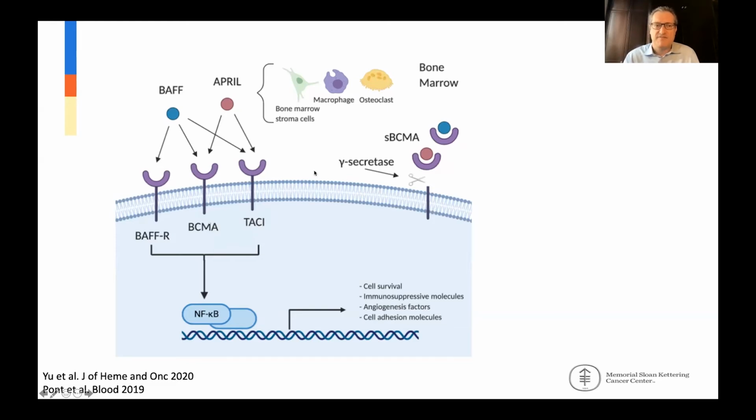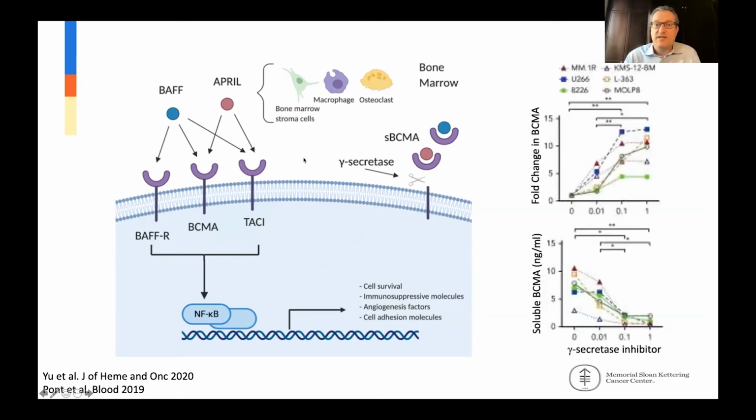The other thing that's sort of interesting about this molecule is that the receptor can be cleaved and become a soluble BCMA. And this serves as a normal physiological regulatory mechanism, because soluble BCMA would bind up these ligands and limit signaling. And so it's sort of like a feedback loop that can occur there.